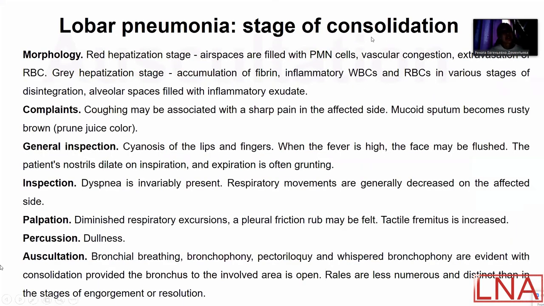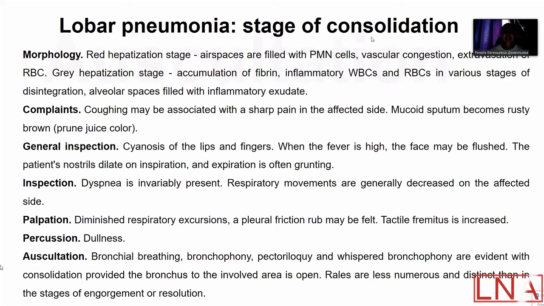Stage of consolidation of lobar pneumonia. Morphology of this stage: it's the red hepatization stage. Air spaces are filled with inflammatory cells, vascular congestion, so all types of inflammatory cells, extravasation of red blood cells, and in the stage of gray hepatization, accumulation of fibrin, inflammation from the white blood cells and red blood cells in various stages of disintegration, causing destruction in the normally healthy tissue, and alveolar spaces filled with inflammatory exudates.